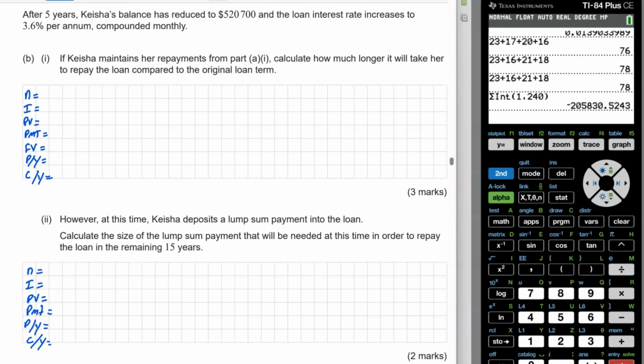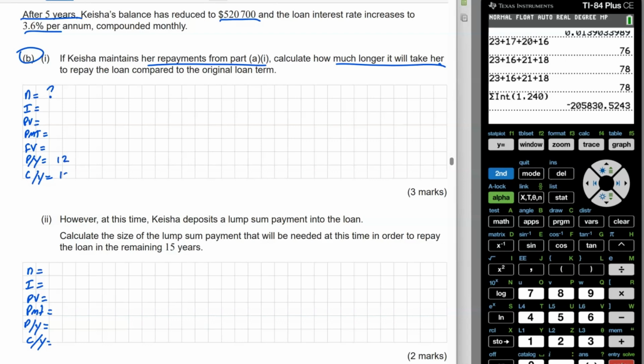So we get to after 5 years, the balance is now at 520,700, and the interest rate increases, and we've got now 3.6% per annum, and it's compounding monthly. So we're going to do a few calculations in part B because we want to maintain her repayments, but how much longer is it going to take her now to repay the loan now that the interest rates have actually changed? So how much longer is the N we're trying to find.